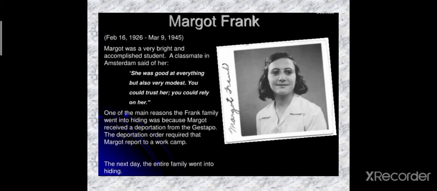And the main reason for the family to get into hiding was Margot, because out of all family members, the first deportation notice received from the local Gestapo was for Margot. That means Margot was ordered to report to the local work camp to work in the camp. Once you enter into the concentration camp, that means your life is at an end. So then immediately Otto Frank decided not only to save Margot, but to save the entire family. The immediate next day, the entire family went into hiding.